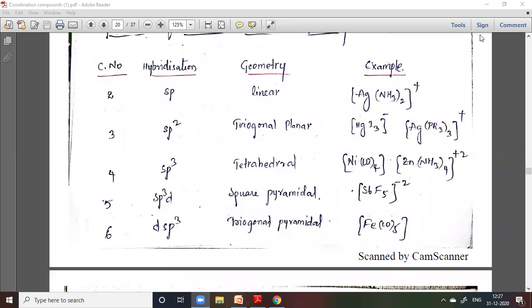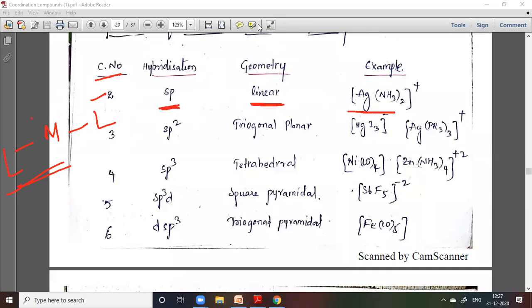So let us see here. Let us see some hybridization so that you can understand. First, coordination number, let us take if it is 2. So let us take an example like this. A coordination number of 2 means the metal is coordinated with 2 ligands, that is one ligand and this is the other ligand. So the hybridization is sp and the geometry is linear.